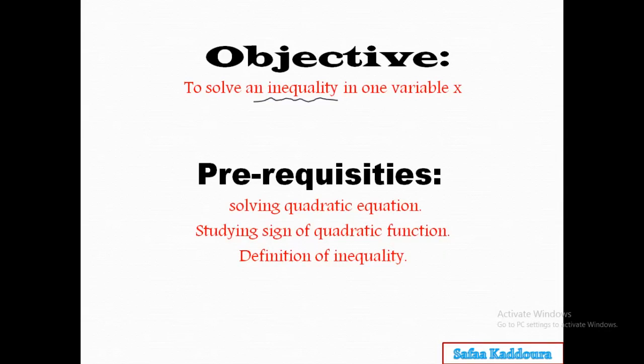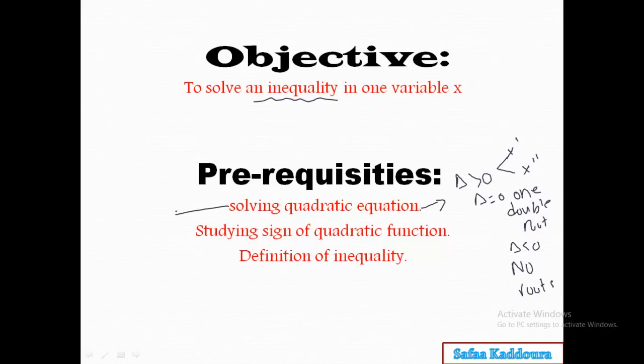Solve a quadratic equation. If you remember, it means to find delta, and if delta is greater than 0, then we have two roots, x prime and x double prime. If delta equals 0, then we have one double root, and if delta is less than 0, we have no roots. But the last time we learned how to solve it by using the calculator without calculating the discriminant.